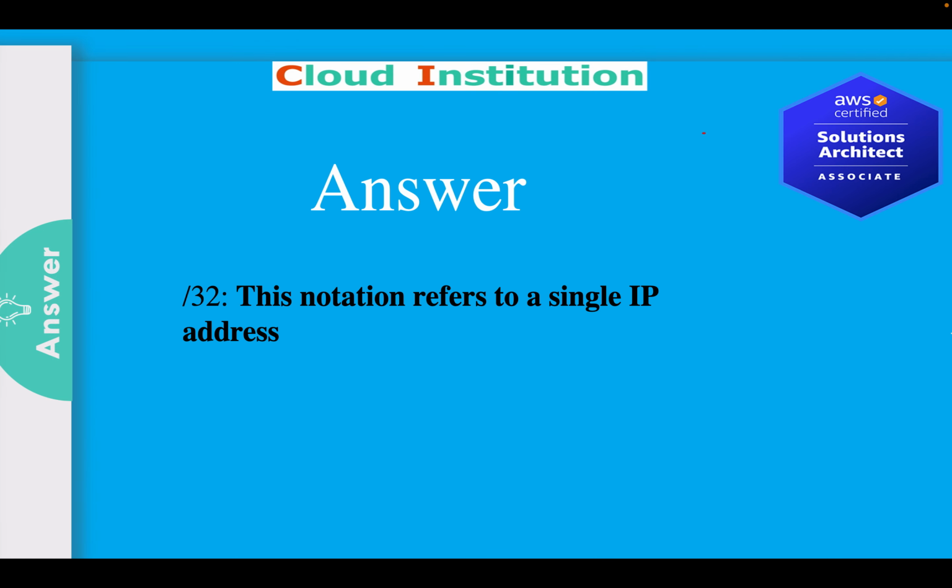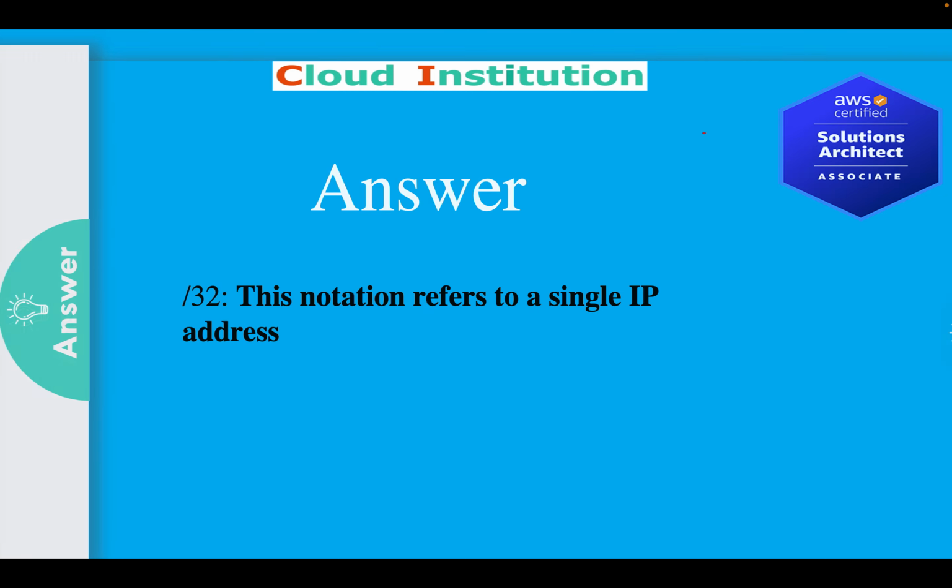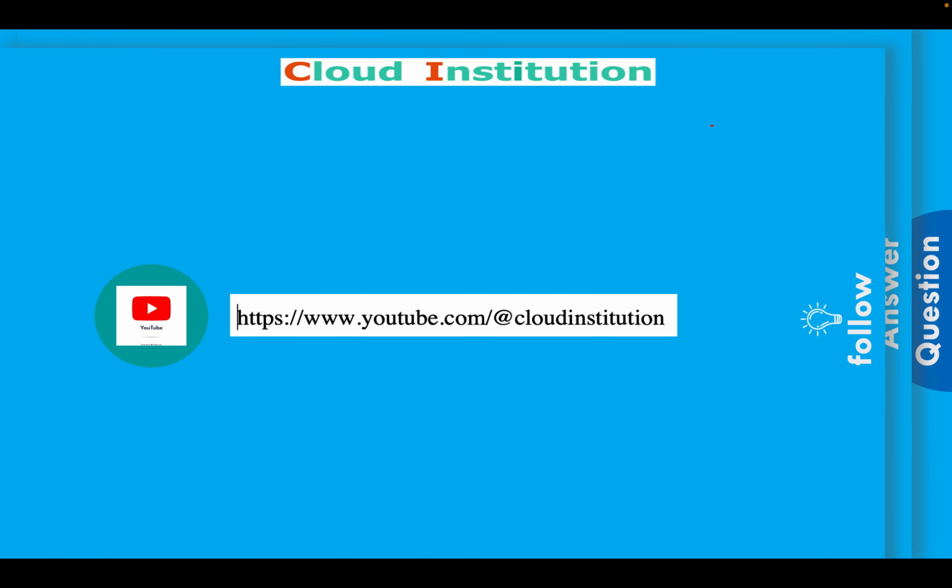/32 notation refers to a single IP address. If you want to enable a security group rule for a single IP address, you have to give a notation like /32. I hope this one was really helpful for you.